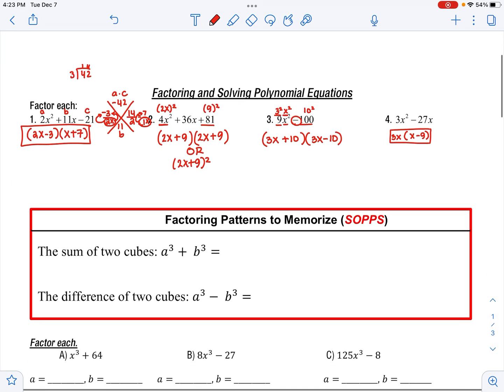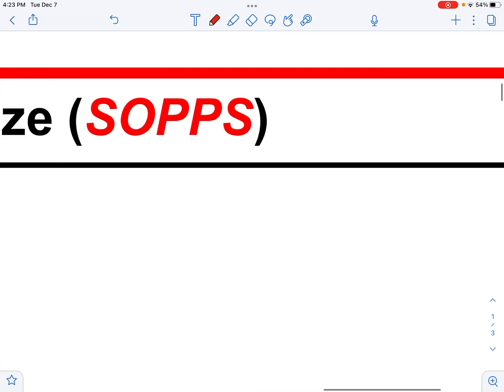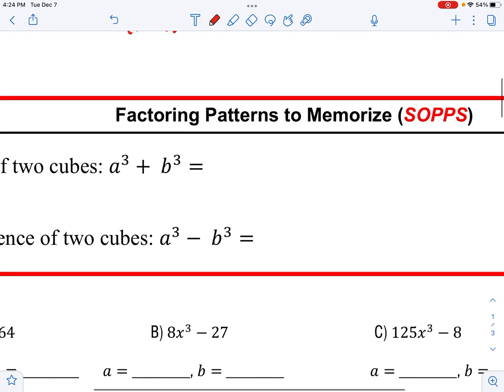All right, so those are factoring that you have learned before. So now there's new factoring patterns that he wants to talk about. The first one, the factoring pattern that you have to memorize, is the sum or difference of cubes. The mnemonic device to help you remember what to do is SOPs, okay? So I'll explain what SOPs is that helps you in just a second.